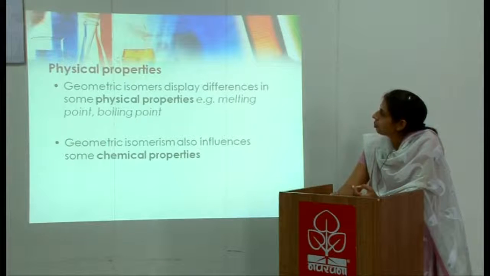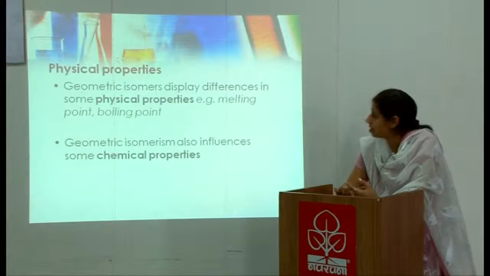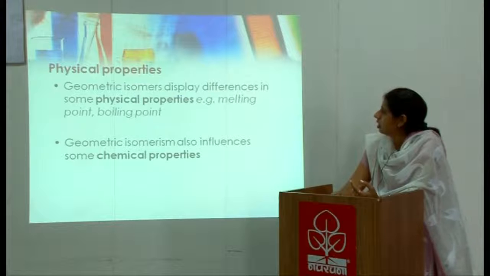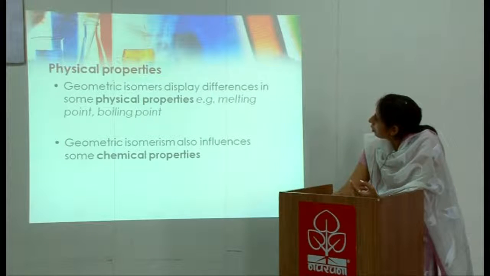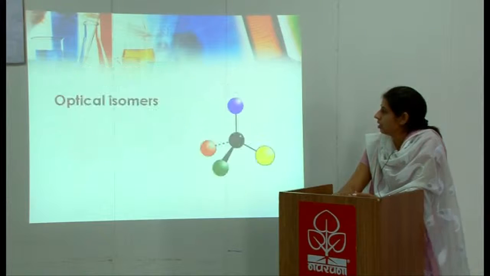Now the physical properties of geometrical isomers mostly remain the same. The only difference comes in their chemical properties. In physical properties, the difference is only in their melting point and boiling point.